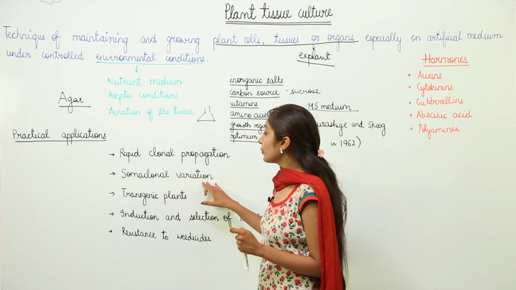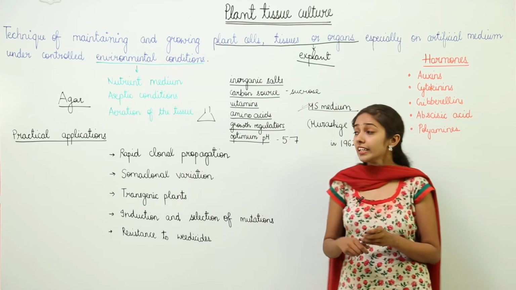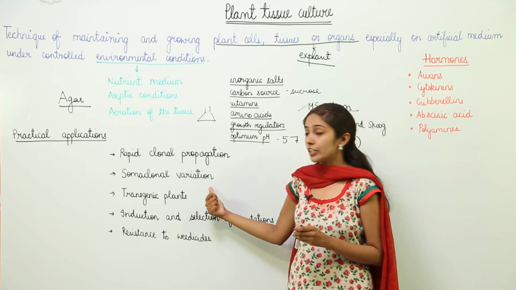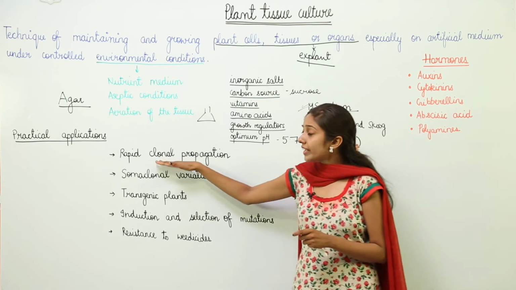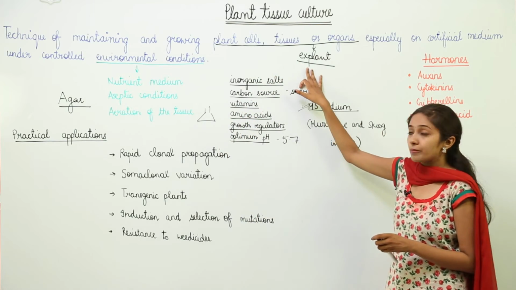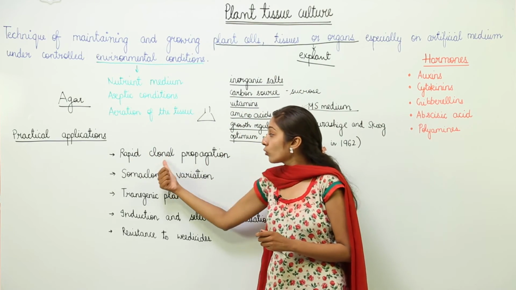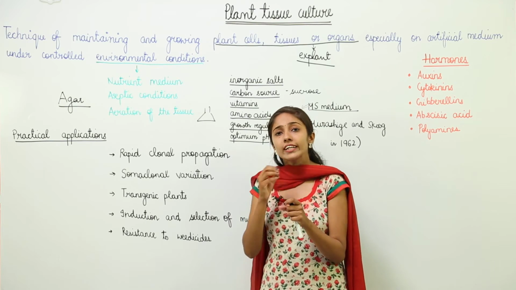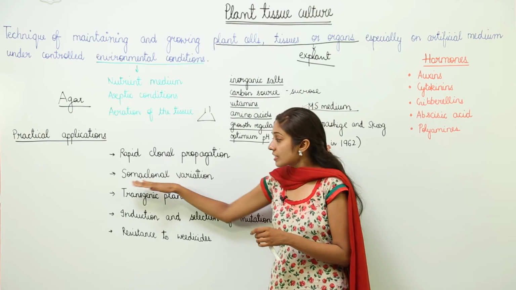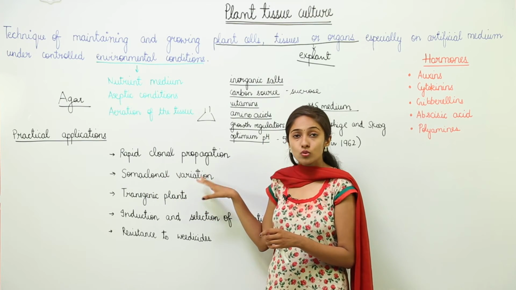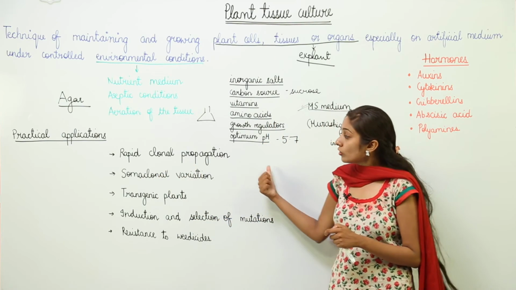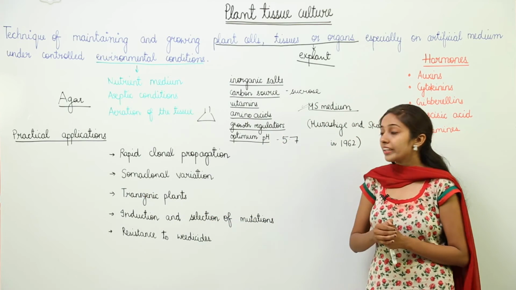Then we have somaclonal variation, the genetic variation that is there in the clones also. As I told you, the word clone means that we are going to get a group of cells or tissues from the same explant, so it is rapid clonal propagation. But the amount of genetic variation that we see in these clones also, that term is somaclonal variation. So the genetic variation that is seen in clones is somaclonal variation.